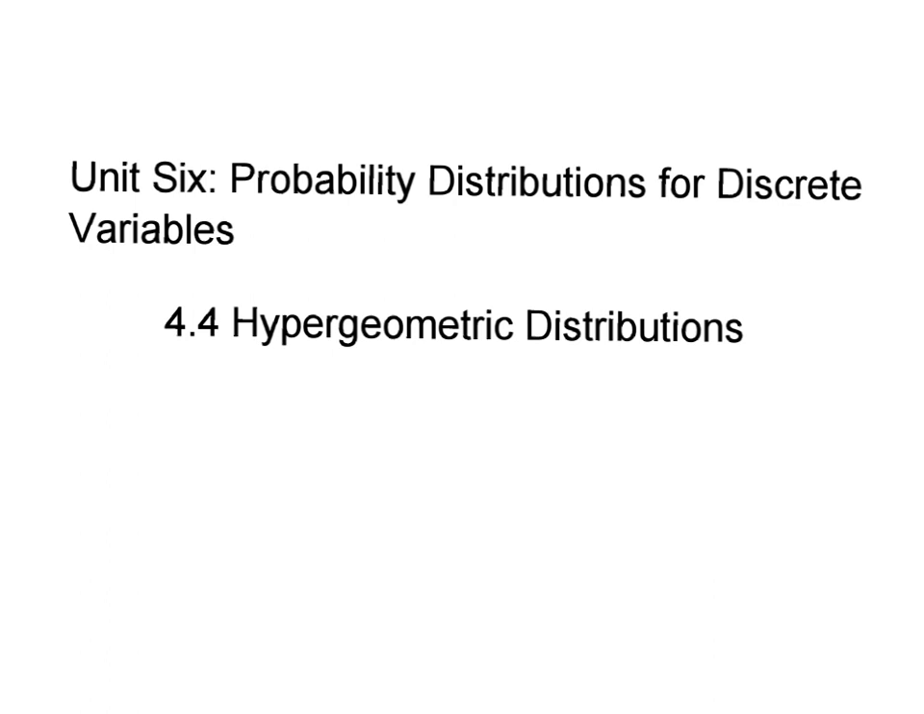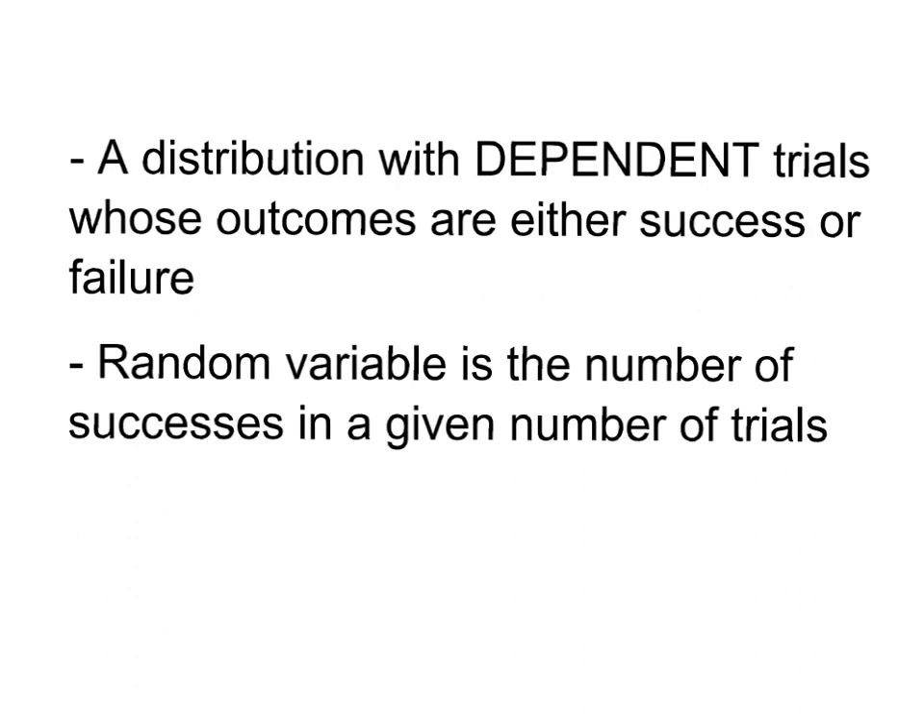Okay, last but not least, the last type of discrete distribution that you're going to look at is hypergeometric distributions. So these are probability distributions with dependent trials whose outcomes are either success or failure. So much like binomial, except for these are dependent trials. So the random variable is the number of successes in a given number of trials.